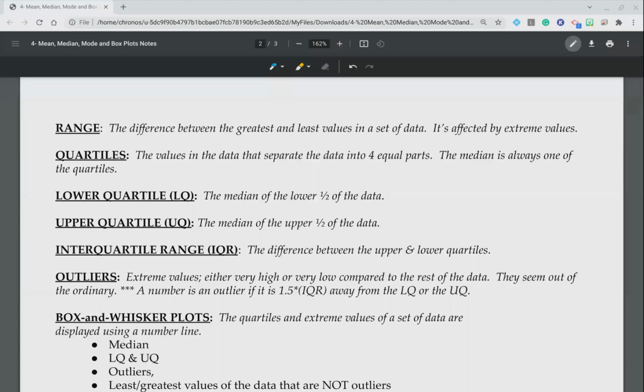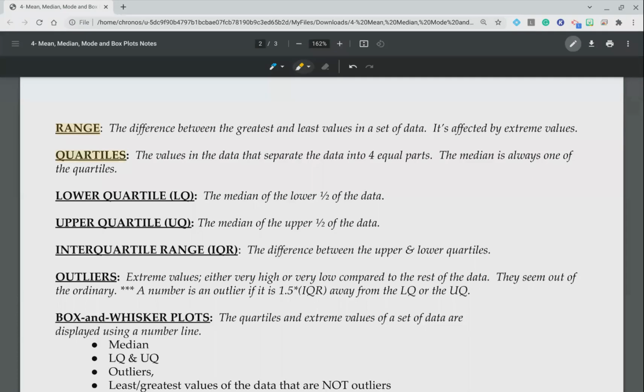All right, so today we're going to start talking about box and whisker plots. And in order to do that, we need to learn a few new definitions. So the first one is going to be the range. Okay, and the range is the difference between the greatest and least values in a set of data. Okay, and this is affected by extreme values.